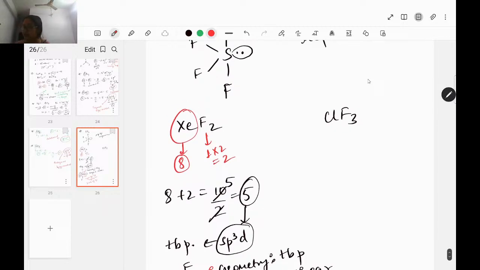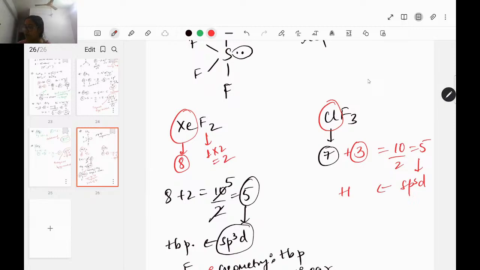We have ClF3. In ClF3, chlorine has 7 valence electrons. How do we understand which is the central atom? Fluorine is monovalent and there are 3 of them, so chlorine is the central atom. Chlorine has 7 valence electrons plus 3 monovalent atoms. So 7 plus 3 is 10, divided by 2, which is 5. So again it is sp3d, which is TBP, trigonal bipyramidal geometry.